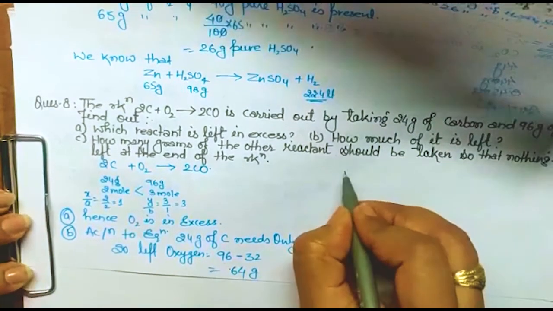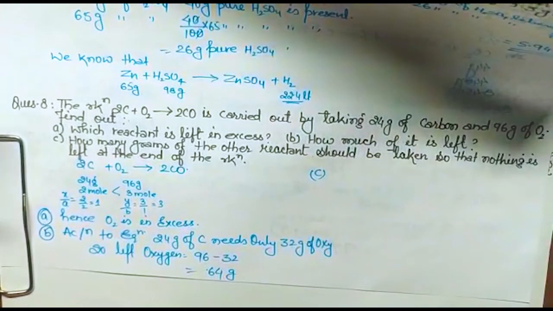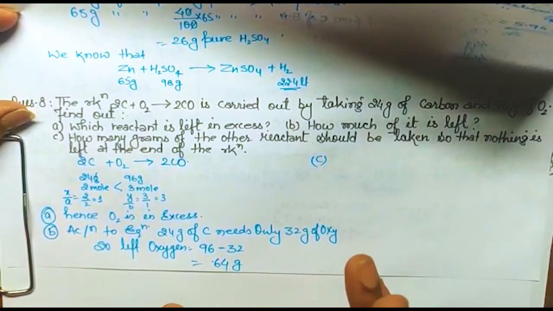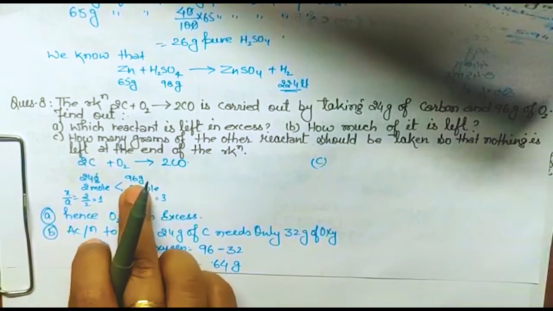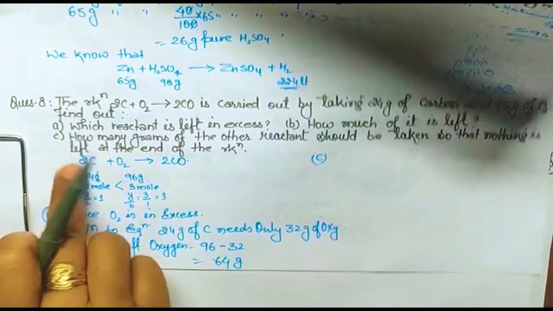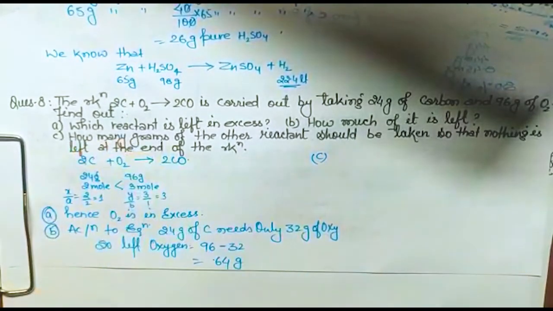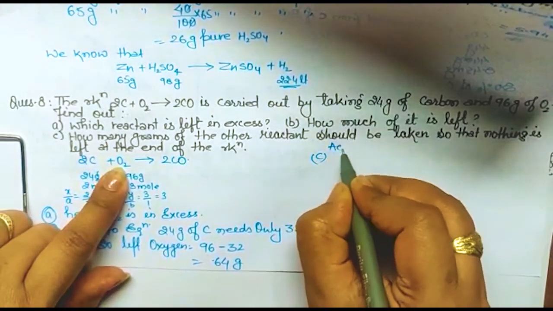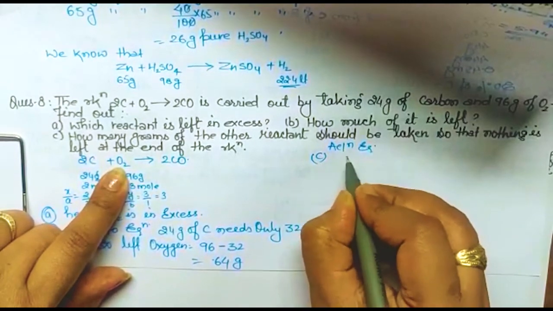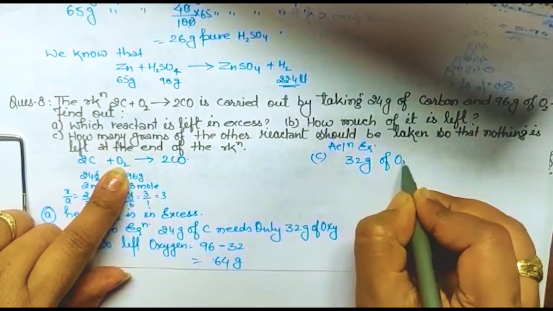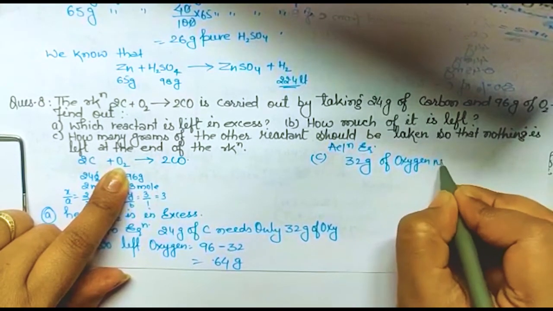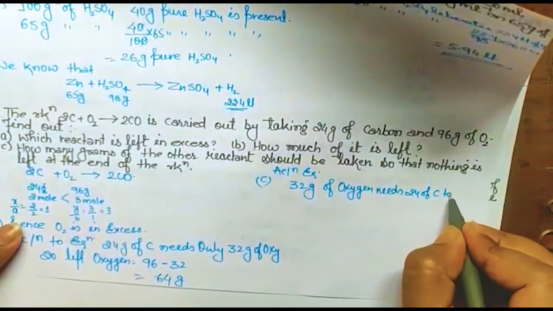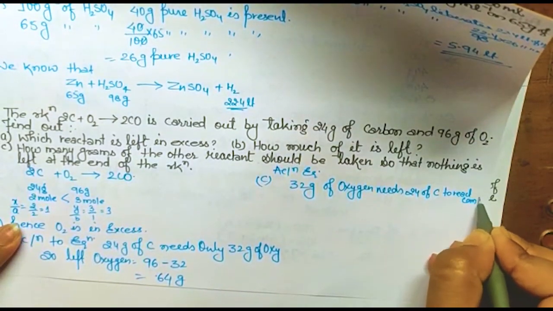Now third part we have to find. What is the third part? How many grams of the other reactant should be taken so that nothing is left at the end of the reaction? मतलब ये 96 ग्राम ही है. अब इसको कितना लेना होगा कि कुछ भी ना बचे, completely react हो जाए. So according to the question, according to equation ही देख लो. 32 gram of oxygen needs 24 gram of carbon to react completely, isn't it?